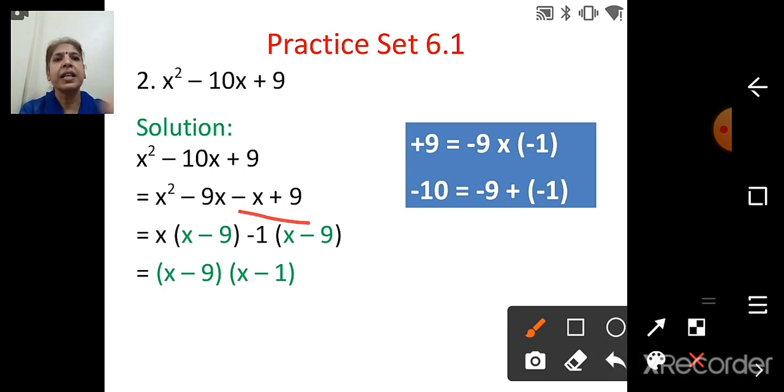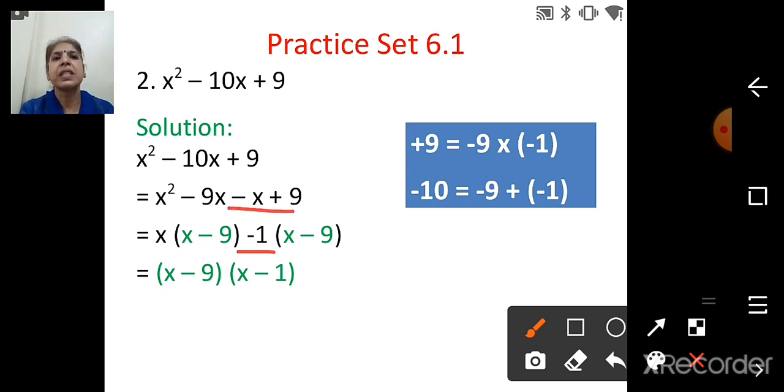Now, we will take the next part. Minus x plus 9, which is the common factor. If you will see, you will say nothing is common. It means 1 is common. So, which factor is common? Minus 1. Because we have got the factors minus 9 and minus 1. So, minus 1 is common.